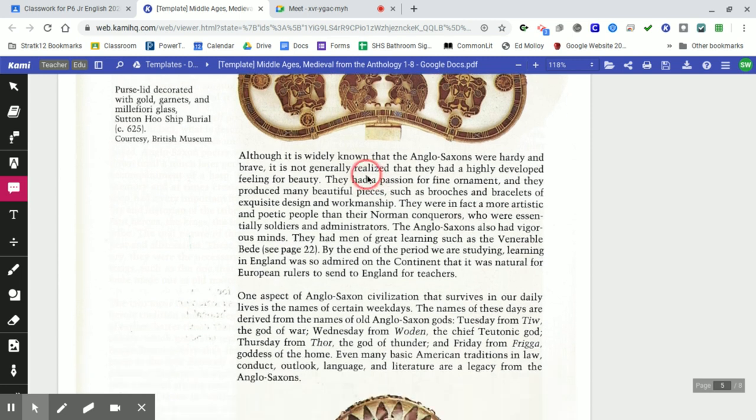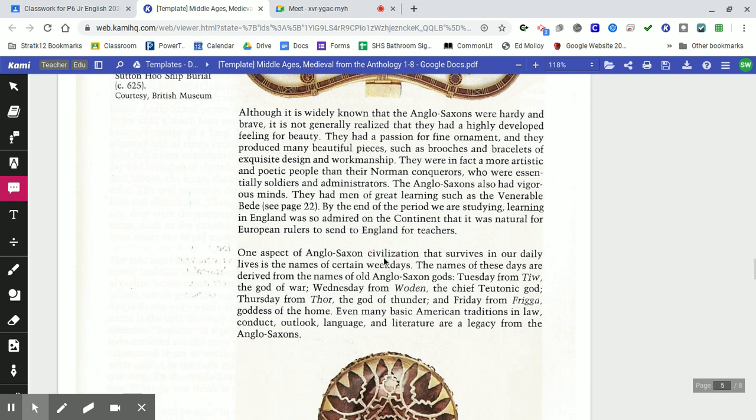Although it is widely known that the Anglo-Saxons were hardy and brave, it is not generally realized that they had a highly developed feeling for beauty. They had a passion for fine ornament, and they produced many beautiful pieces such as brooches and bracelets of exquisite design and workmanship. They were in fact a more artistic and poetic people than their Norman conquerors, the French who came over, who were essentially soldiers and administrators. The Anglo-Saxons also had vigorous minds. They had men of great learning, such as the Venerable Bede.